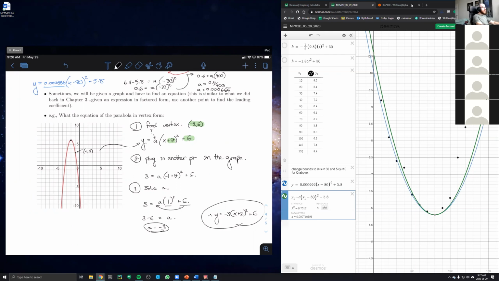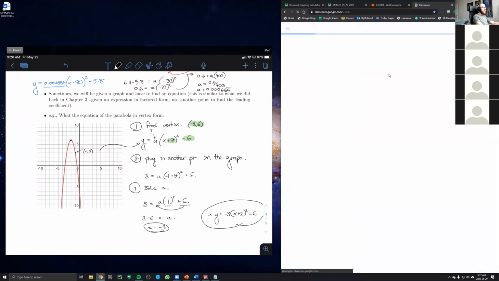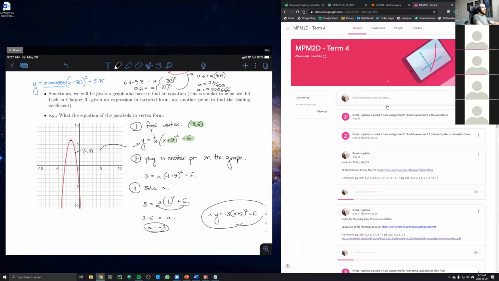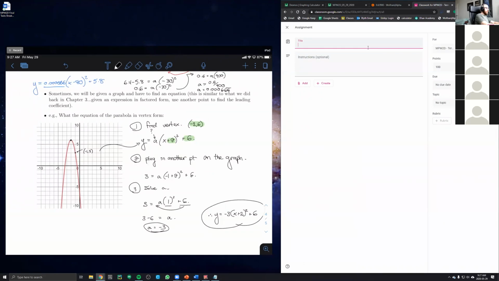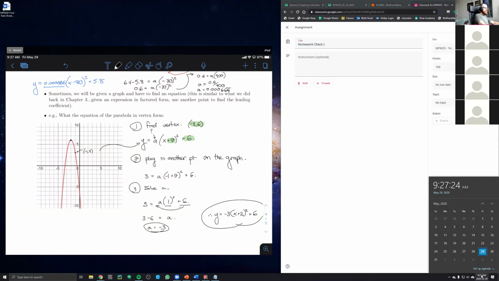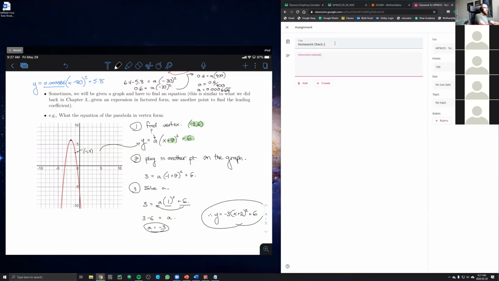Now I am going to be doing, actually, let me program that in right now. I'm going to be doing a quick homework check. So let's create that right now. Homework check for the week of May 25th to May 29th. That includes today's stuff as well, with the main focus on yesterday and today because that's the newer material. But same as we did last week for the midterm check.